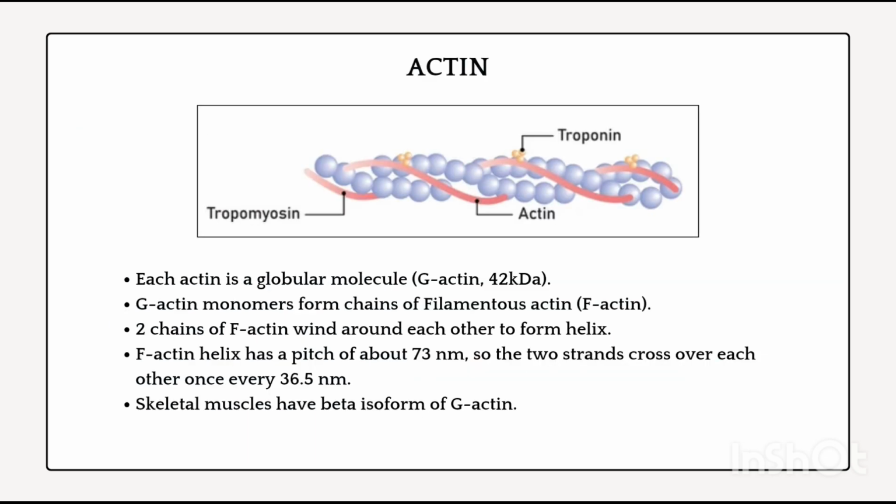Each actin molecule is a globular protein of 42 kilodalton and is called the G-actin. G-actin monomers form chains of F-actin, also known as the filamentous actin. The two chains of F-actin wind around each other in a helix. The F-actin helix has a pitch of about 73 nanometer, so that its two strands cross over each other once every 36.5 nanometer. The skeletal muscles have beta form of G-actin.